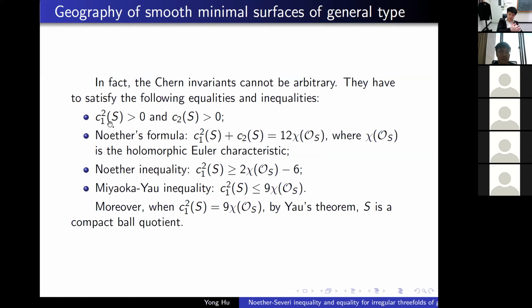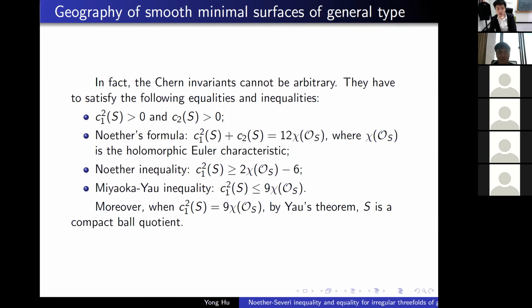The first one is that c1 square should be larger than 0 and c2 is larger than 0. c1 square is larger than 0 because S is minimal and of general type. And c2(S) is larger than 0 follows from the Miyaoka-Yau inequality or other approaches. Excuse me, so c1 square greater than 0 cannot imply that the canonical divisor is big? We assume that the canonical divisor is nef. Always nef. So if c1 square is larger than 0, it must be of general type.